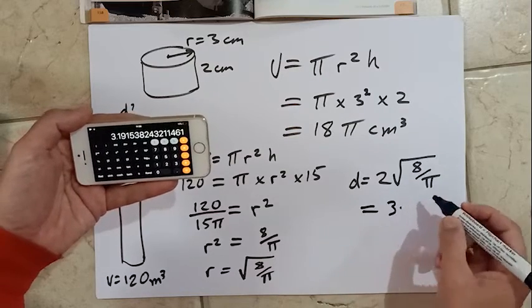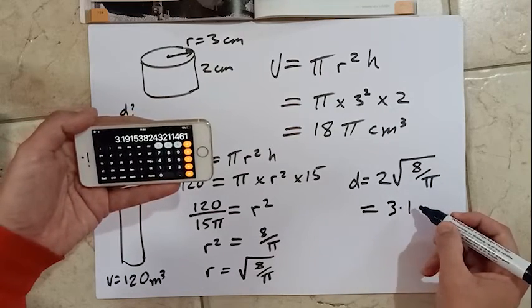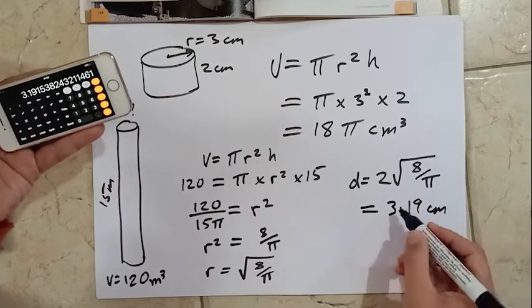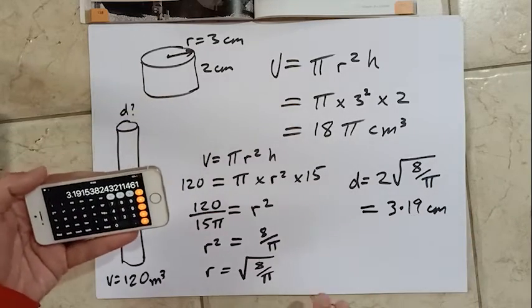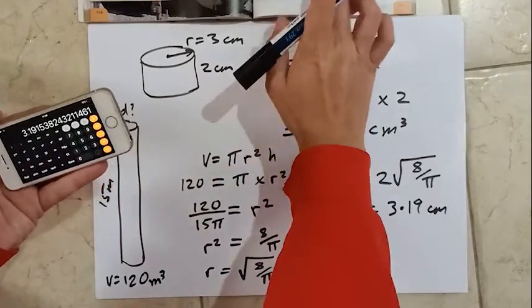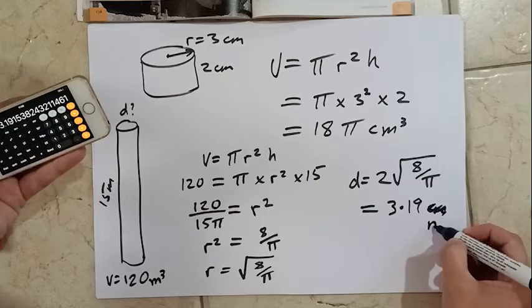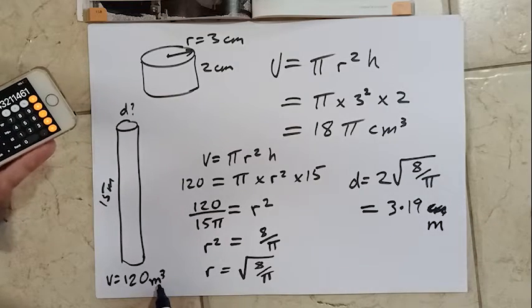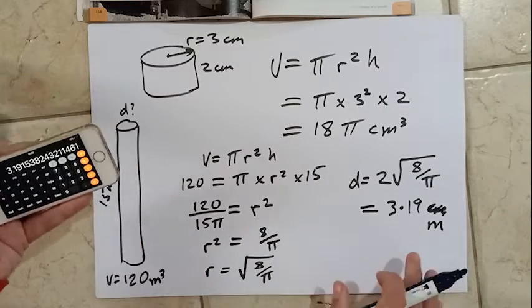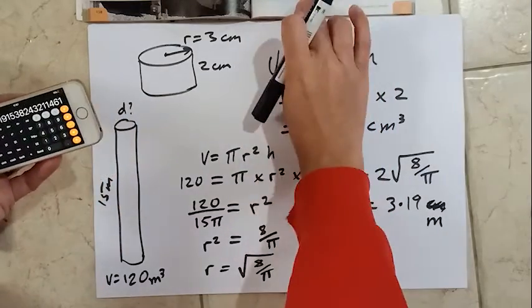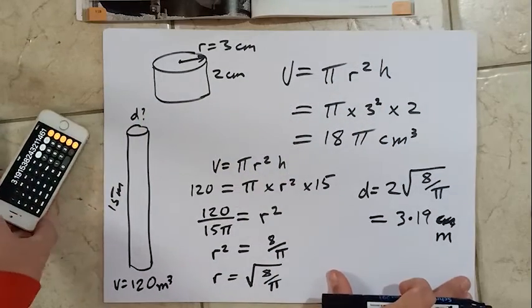So that says 3.19 centimeters. That'll do, 3 significant figures. Meters. Whew, careful there. Meters cubed, meters, that would be meters. Okay, that's what I make it. See what you make it. The answer in the book I think is wrong.